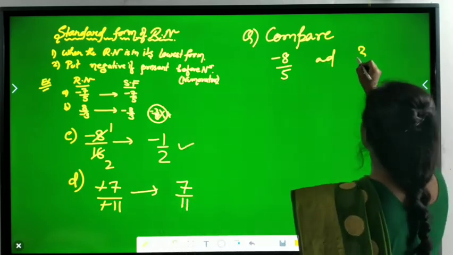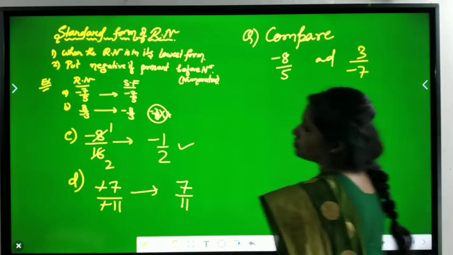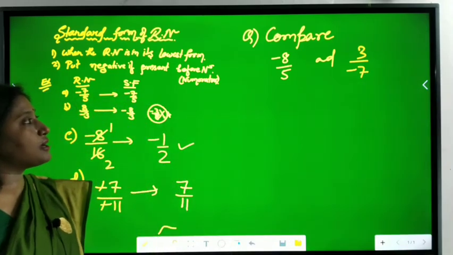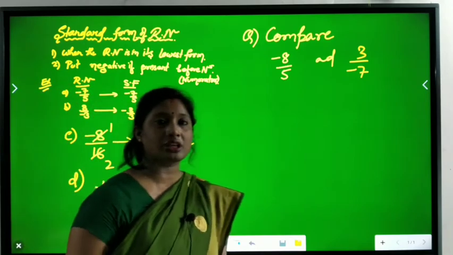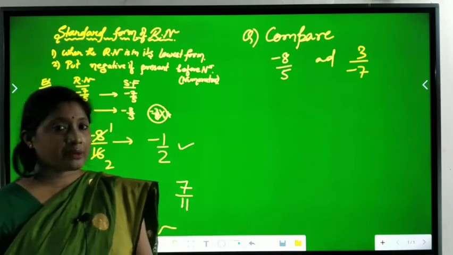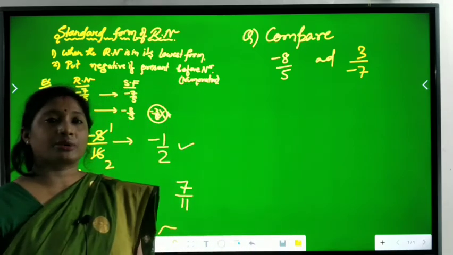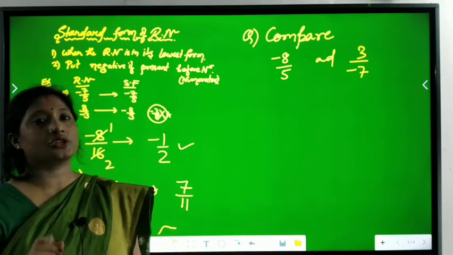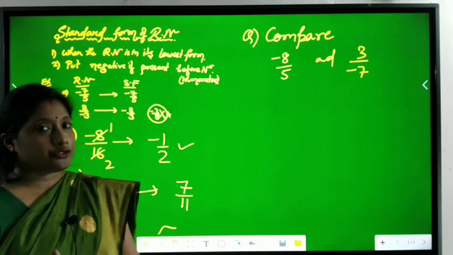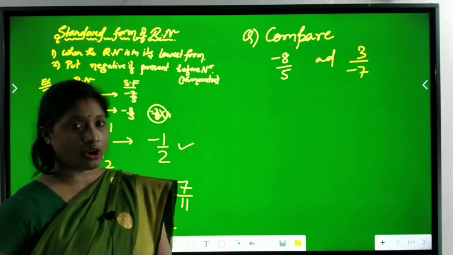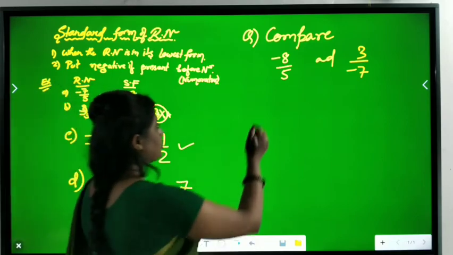Minus 8 by 5 and 3 by minus 7. Suppose I have given you this question: minus 8 by 5 and 3 by minus 7. Compare these and tell which one is greater. Now, when comparing two rational numbers, first of all you have to change them into standard form. If you do not change them into standard form, your answer will be wrong. Let us see how we are going to do it.